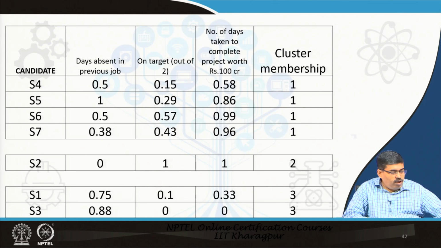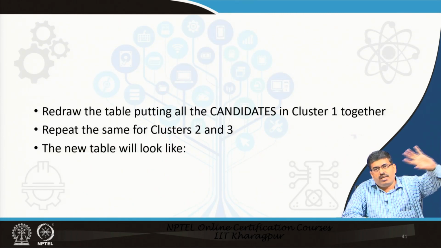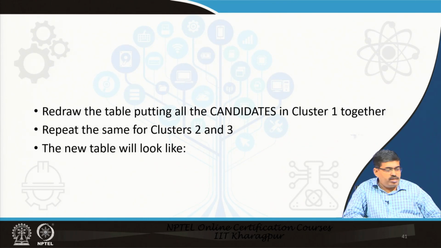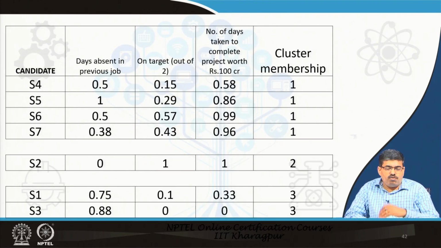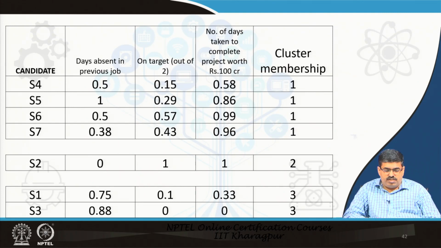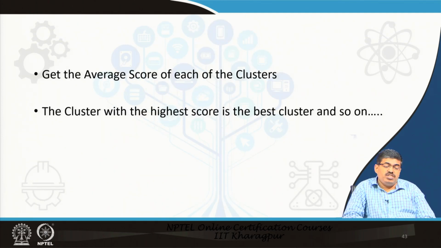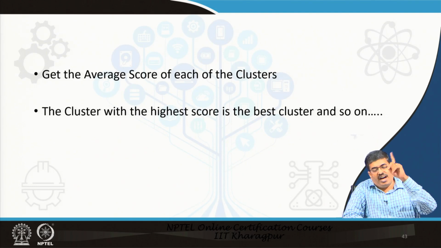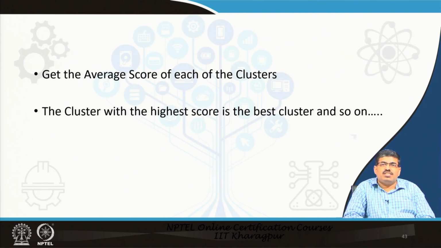So, what you do is take cluster 1 people together, cluster 2 people together, and cluster 3 people together. You see candidates S4, 5 and 6 have gone in cluster 1, candidate 2 is in cluster 2 alone, and candidates S1 and S3 are in cluster 3. Get the average score of each of the clusters. The cluster with the highest average score is the best cluster.